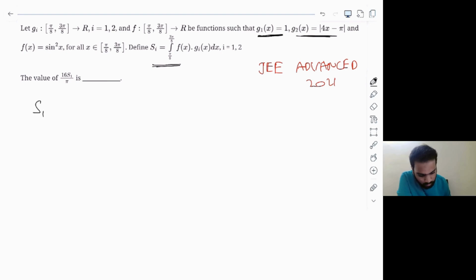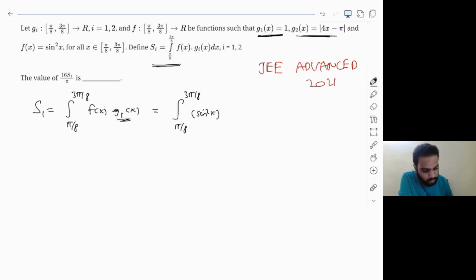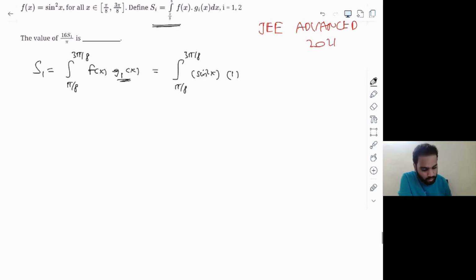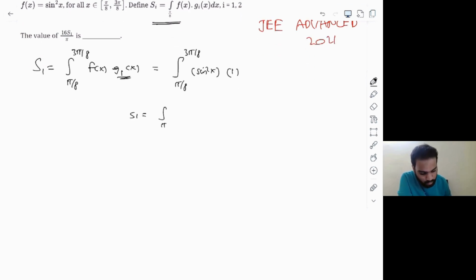So let's write down s1. What is s1? Integral pi by 8 to 3 pi by 8 f of x multiplied by g1 of x. Putting i equals 1 will give you s1. So let's substitute the functions also here. This is nothing but integral pi by 8 to 3 pi by 8. F of x is already given to you, which is sine square x in the question, right? But what is g1 of x here? 1. So which would mean s1 is equal to integral pi by 8 to 3 pi by 8 sine square of x dx.